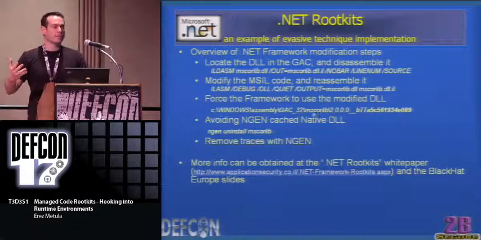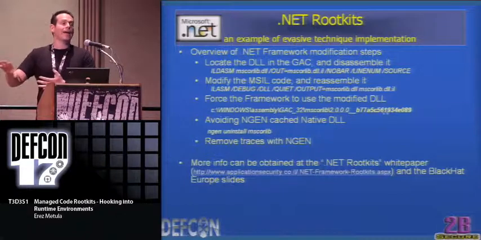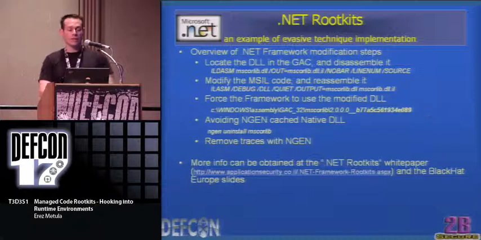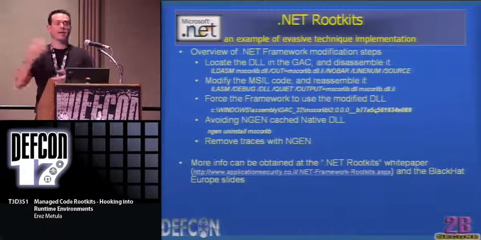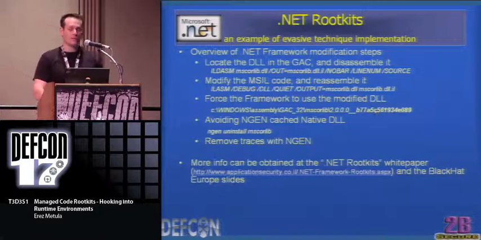And the last thing you want to do is avoid NGen. NGen produces precompiled code, so we would like to throw away the cached version of the old code. You just disable the old cached code using NGen uninstall on the previous DLL. Basically, from here on, you can remove traces with NGen. Go read the white paper, which contains information about this kind of stuff.